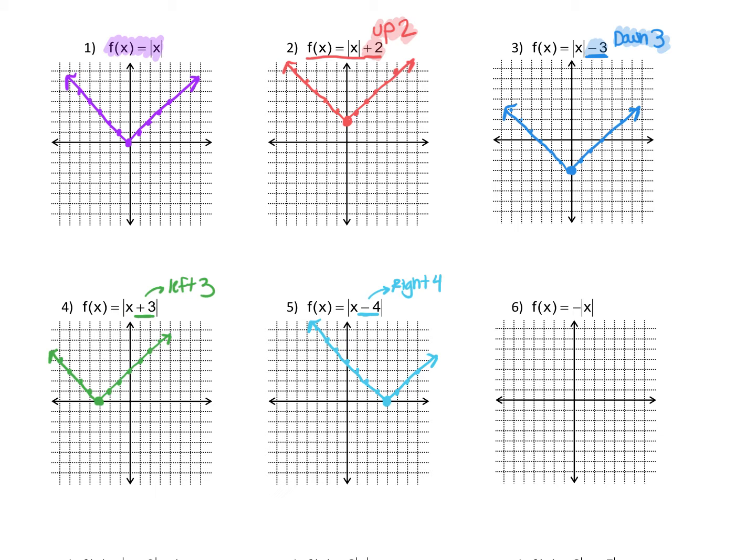All right, what happens when we have a negative in front, such as this? What this does is it's a reflection over the x-axis. Our original graph was pointing up. I'm still going to start at 0, 0, but now instead of going up and over, I'm going to go down and over. So my V is going to look very similar. It's just going to be the mirror image over the x-axis.